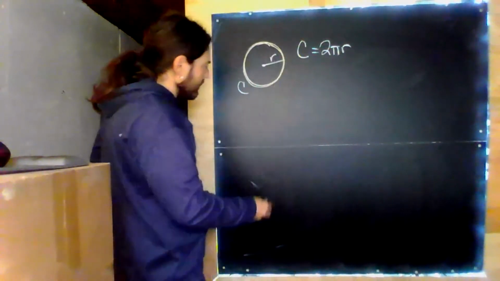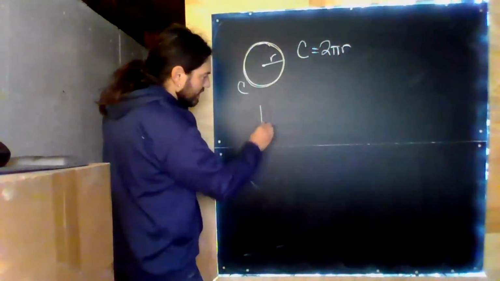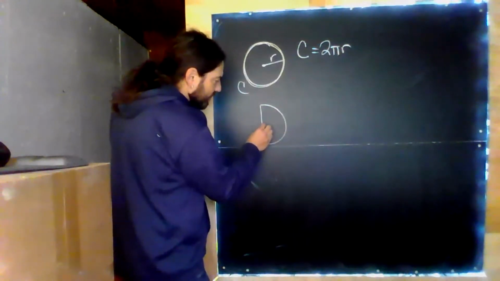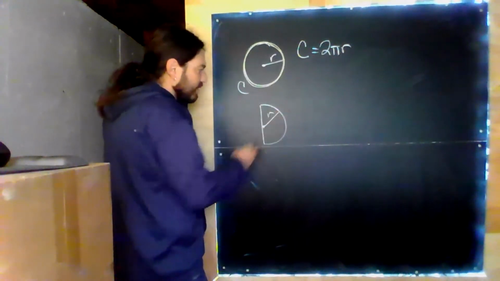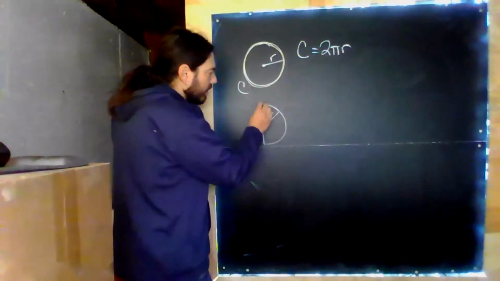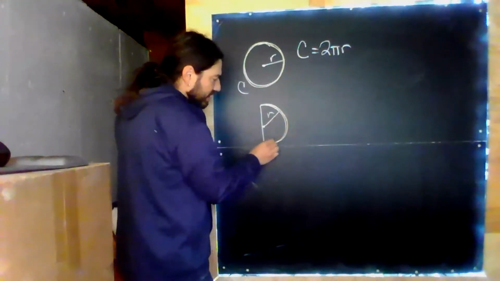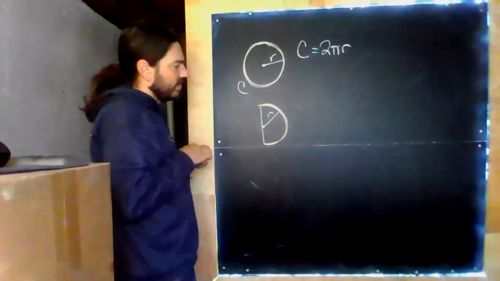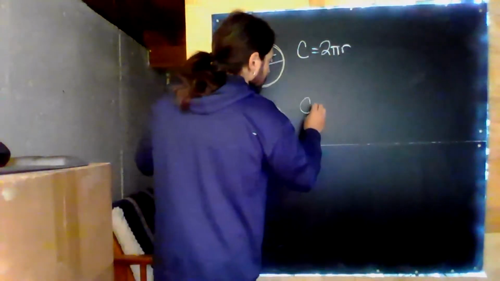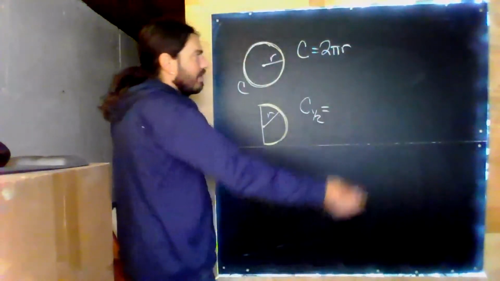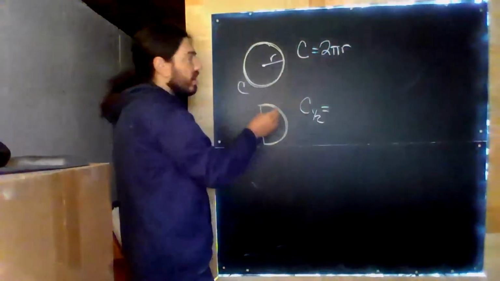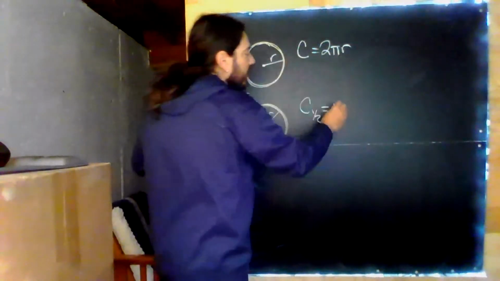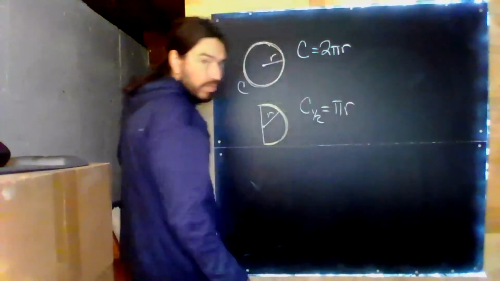Great. Well, what if we cut this circle in half instead? So here's half a circle. Same circle, same radius. But now I want to know the distance around the outside of my circle. Let's call that c 1/2. Well, it would be 1/2 of this, right? So if all the way around is 2 pi r, then halfway around must just be pi r.